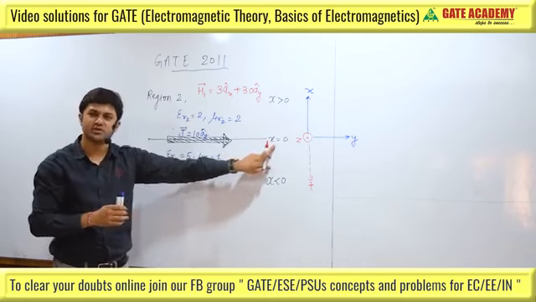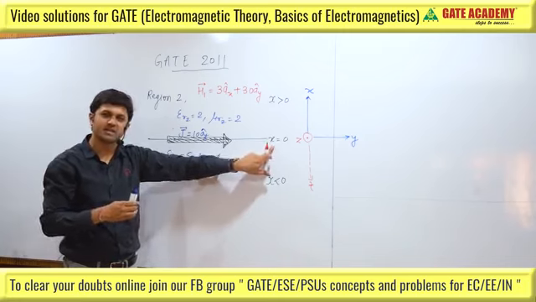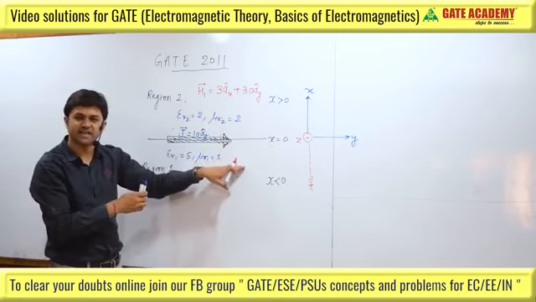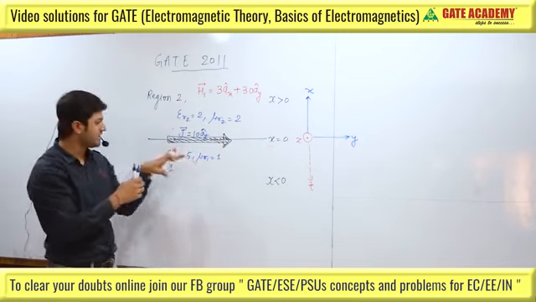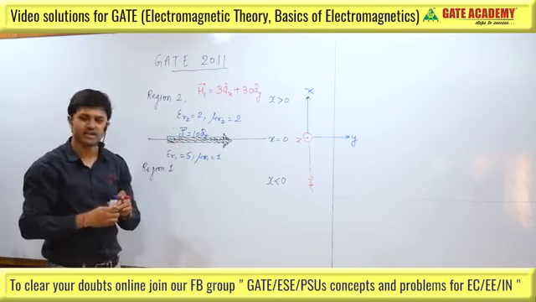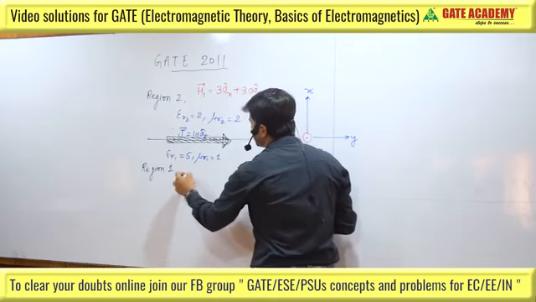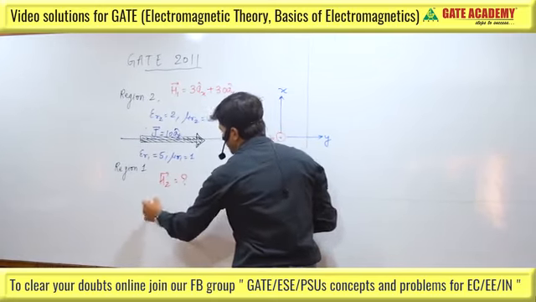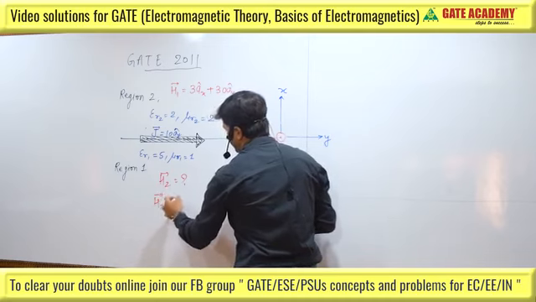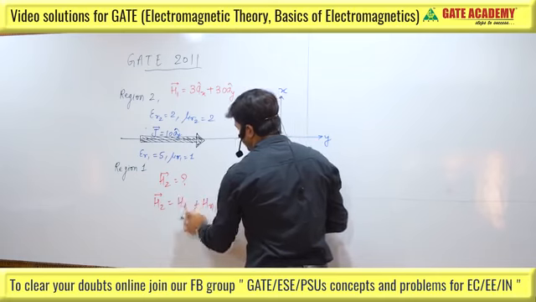X equal to 0 is the interface, that means the YZ plane, which is carrying current uniformly, current density 10 aY. Now we have to find H2 in region 2, which will be nothing but the sum of the tangential component plus the normal component.